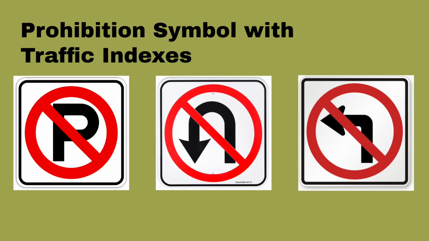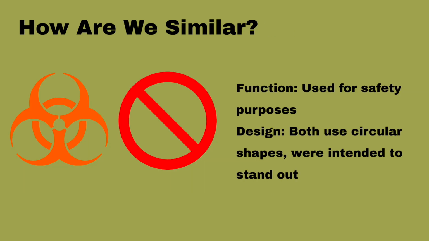Other common signs that feature the prohibition symbols are traffic signs such as the no right or left turn, no U-turn, and no parking signs. These pair various indexes with the prohibition symbol to help guide traffic and prevent car accidents. So how are these two specimens similar besides the fact that they are both symbols? They are both similar in terms of their function. They are both used to determine dangerous materials or actions to keep you safe and avoid conflict.